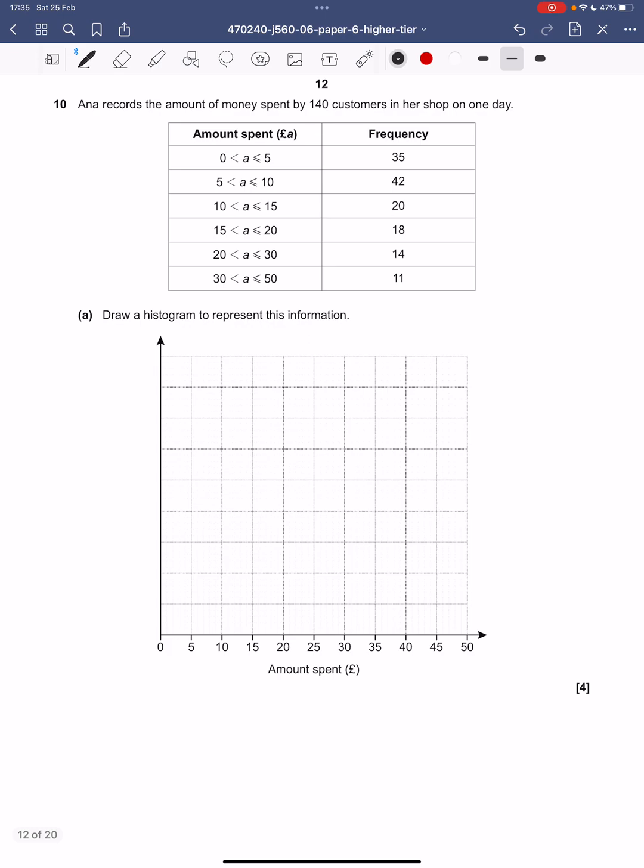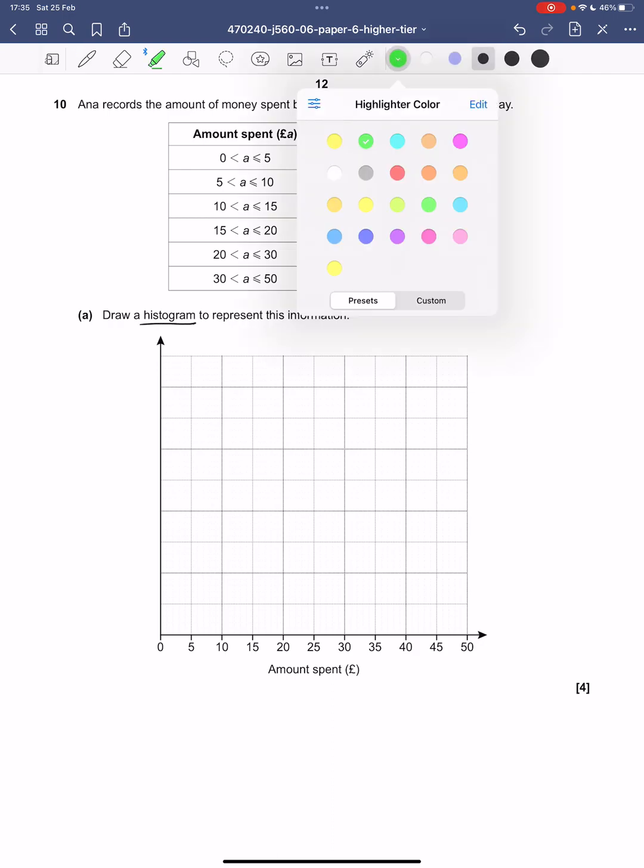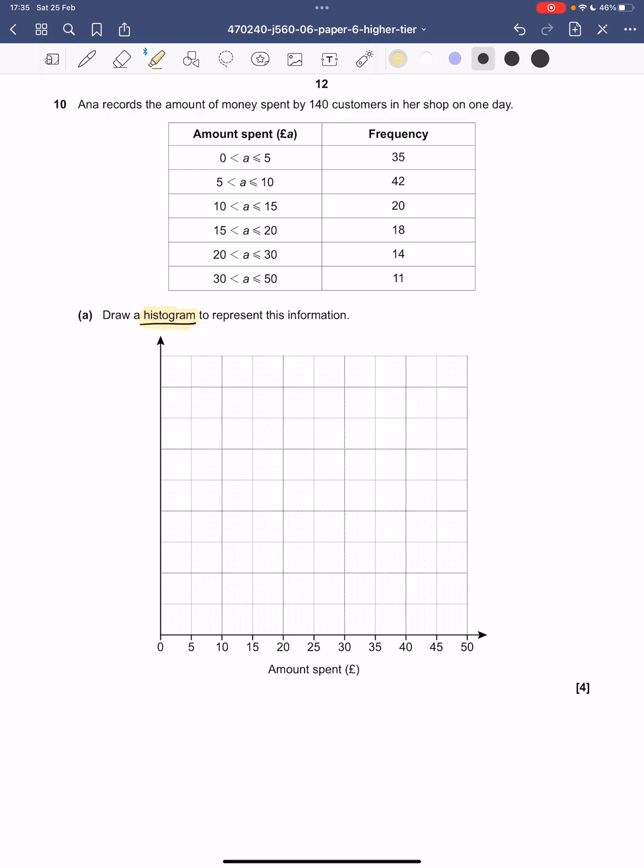Right, number 10. Anna records the amount of money spent on 140 customers in her shop on a day. Draw a histogram. Okay, so this is not a straightforward bar chart. When you have a histogram, the area of the bars represents the frequency. And what we actually call it is the frequency density.